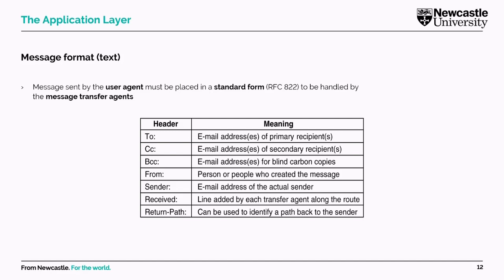And in this case, this one is sent by the user agent to be handled by the message transfer agents, or the mail servers. And again, as with all protocols that we've seen before, there'll typically be a header. So in your email address, you can specify who you want to send your message to. You can specify secondary recipients, so carbon copy, or blind carbon copies, so that's people who will get the email but not know about other people who've also received the email.